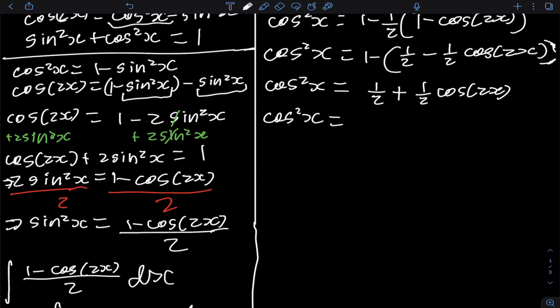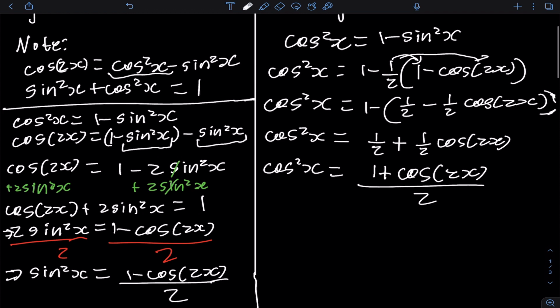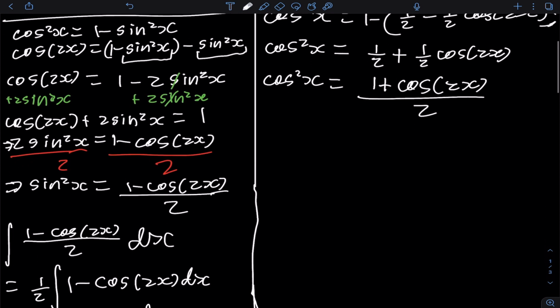So what you can see here is that finally our reduced power form for cosine squared x is, when we factor out the 1/2, 1 plus cosine 2x all over 2. So we see that this is the exact same as the sine squared x, except this minus has changed to a plus. And of course, this comes from the fact that we're taking 1 minus that entire expression.